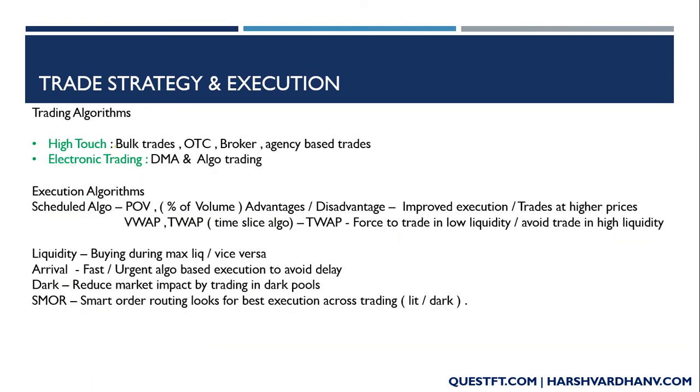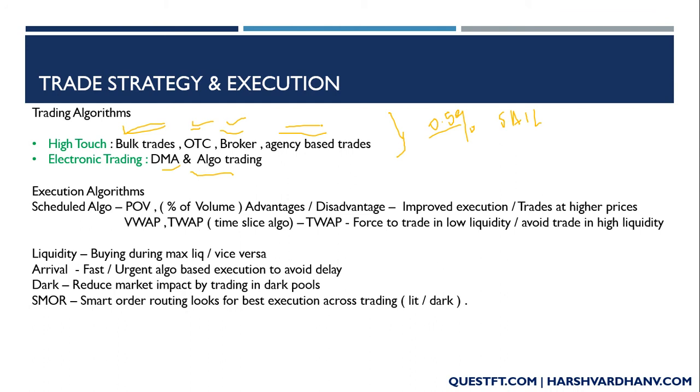What are the trading algorithms? High touch, so bulk trades, OTC, broker enabled, agency based trades. So these trades are basically, suppose Rakesh Jhunjhunwala wants to buy 0.5% of, for example, Steel Authority of India. He will not go in the market and trade directly because the price might move ahead, because 0.5% of any company is very big. So he will connect with brokers to have a bulk trade over the counter, or he will arrange these trades by buying directly from the promoters also.